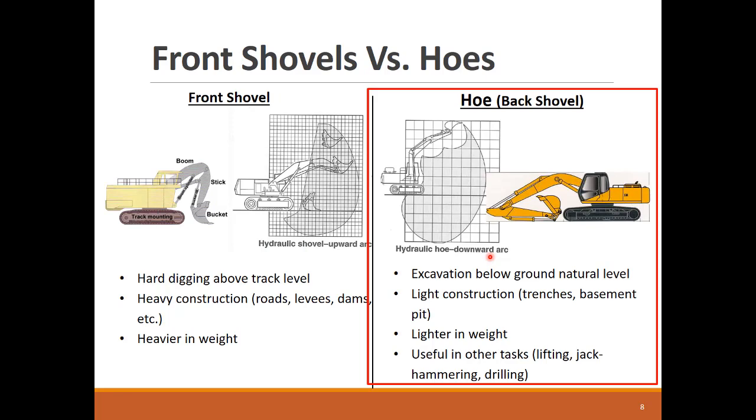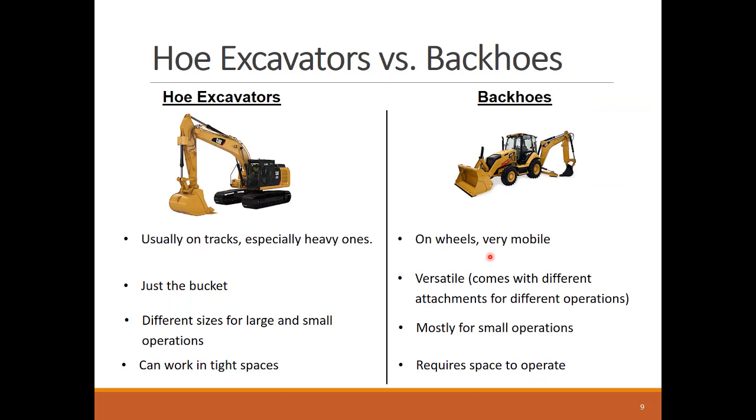After comparing front shovels and hoes, let's focus on hoes and their production estimation. Let's compare the traditional hoes and the back hoes. Traditional hoes are heavier and usually on tracks. Back hoes were designed to provide more mobility and versatility at the expense of the ability to deliver large production rates.